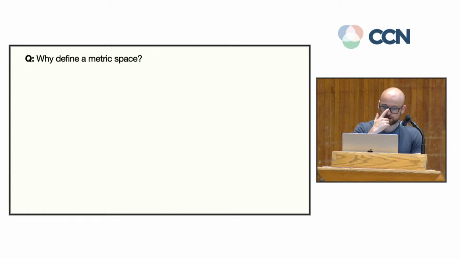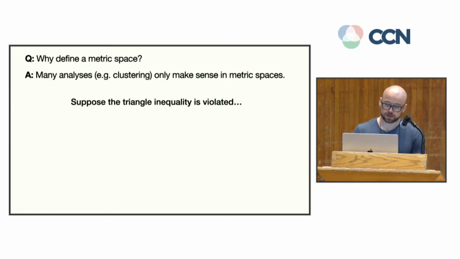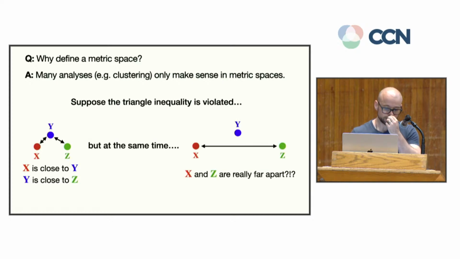Okay, so the question you might immediately ask is, why go to all this bother of defining a formal metric space? And the answer I'd give is that many of the analyses that I was showing you before, such as finding a low-dimensional embedding or performing clustering, really only make rigorous sense within a metric space. So, for example, let's think about what happens when the triangle inequality gets violated. It basically means that you can have two things happening at once. You can have network X close to network Y, and network Y close to network Z. But at the same time, X and Z are very far apart from each other.